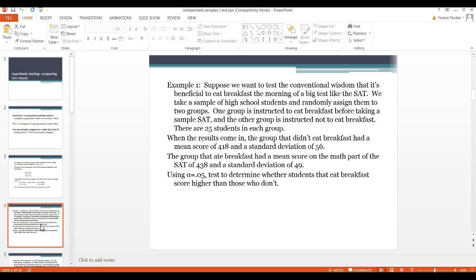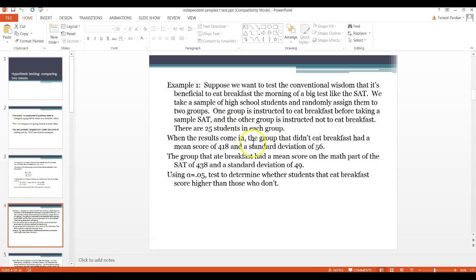In this example, we're going to test the conventional wisdom that it's beneficial to eat breakfast the morning of a big test. So we've got a group of high school students. I'm going to randomly assign them to two groups. By the way, this is an experiment, so if there is a difference in the groups, we can conclude that it's because of the group that they were assigned to. So one of the groups is going to eat breakfast before taking the SAT, and the other group is not going to eat breakfast before taking the SAT.